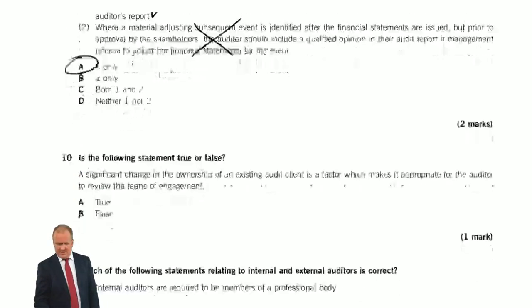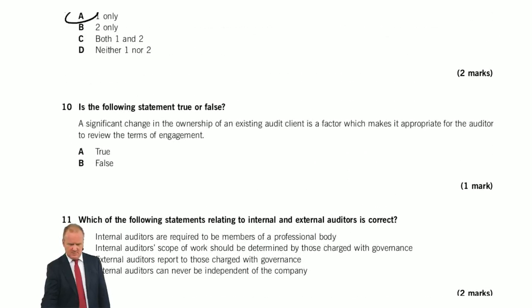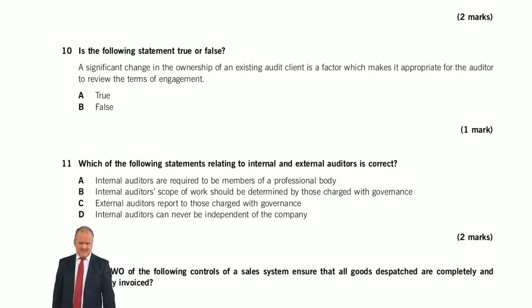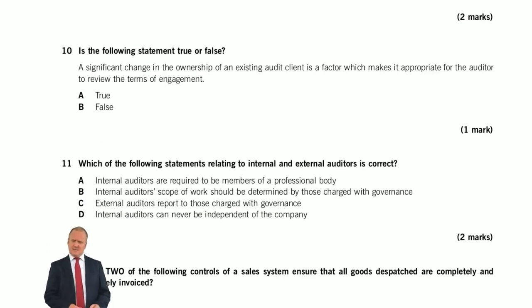3 more to do. Which of the following statements relating to internal and external auditors is correct? Did I just miss one out? Yes, I did. Let's do number 10 first. A significant change in the ownership of an existing audit client is a factor which makes it appropriate for the auditor to review the terms of engagement.